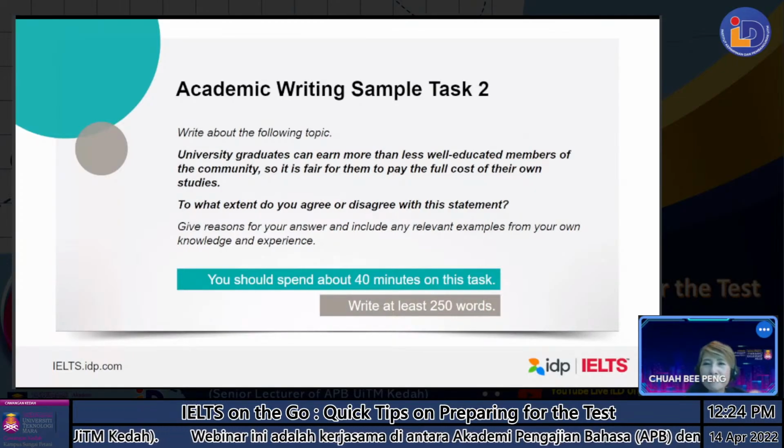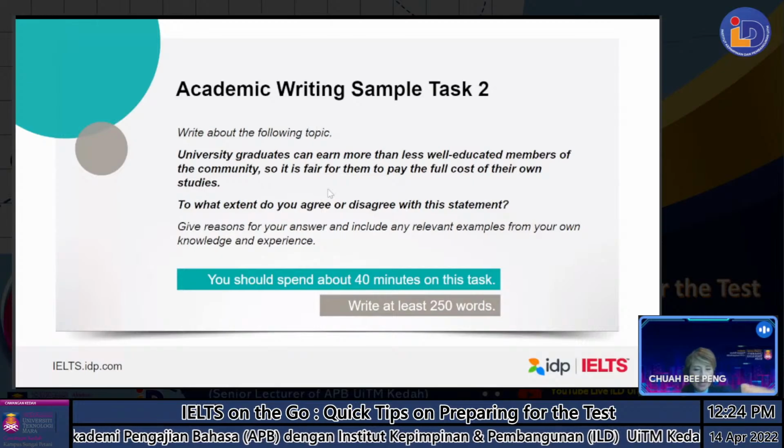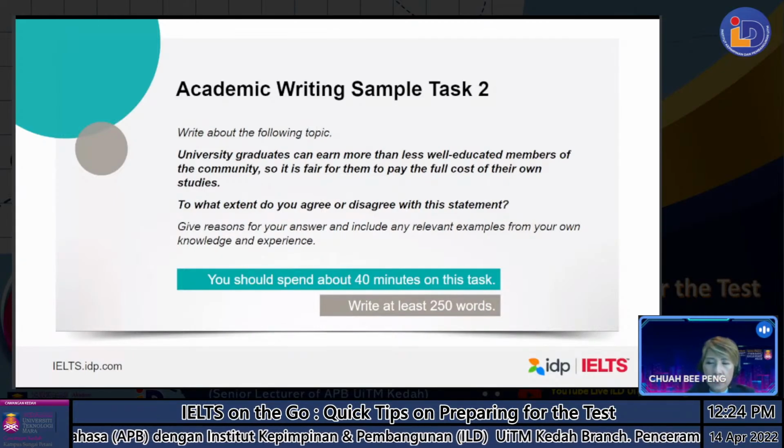Understand? That's a quick tip. Because I also come across participants who question me, why can't I do 50-50? You can, but 50-50 means you have to write four paragraphs, two versus two. So you choose the easier way. Why look for trouble, right?